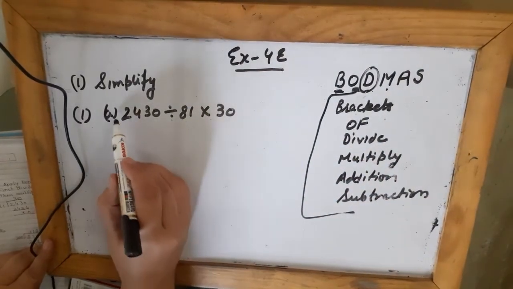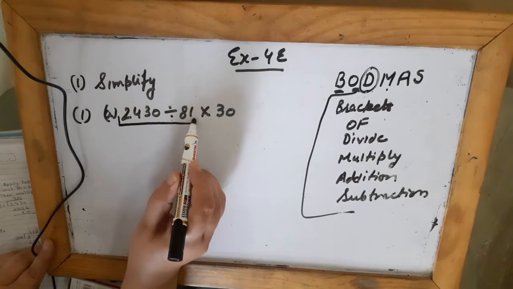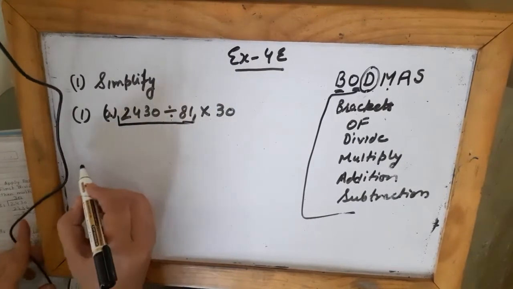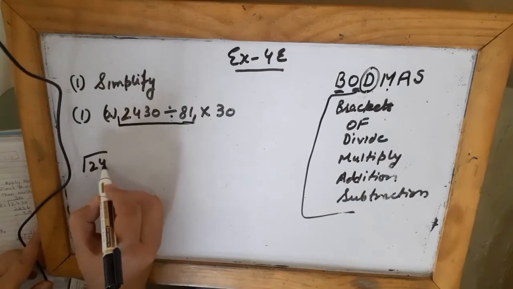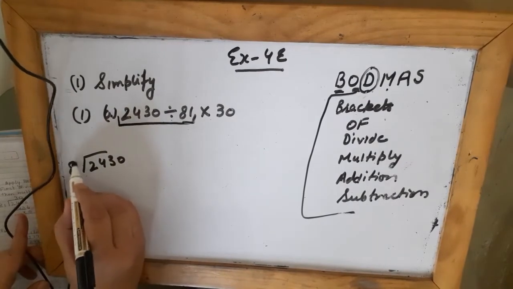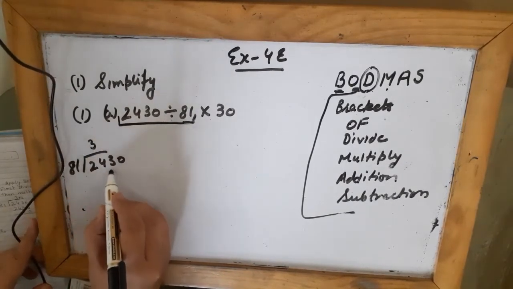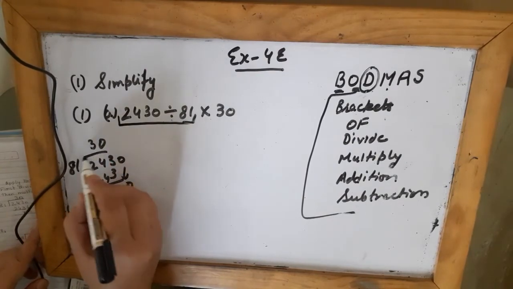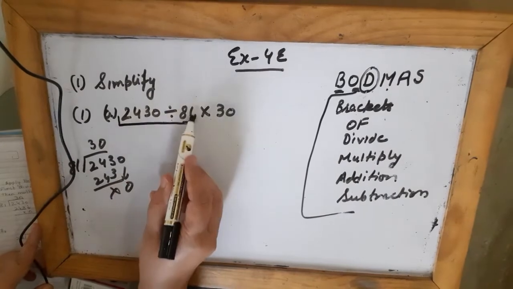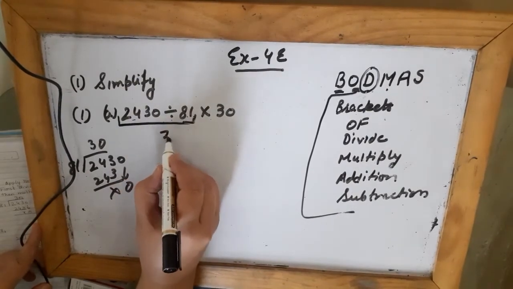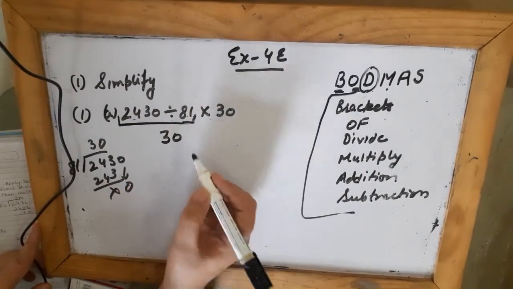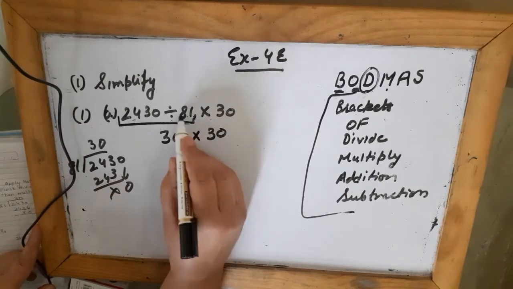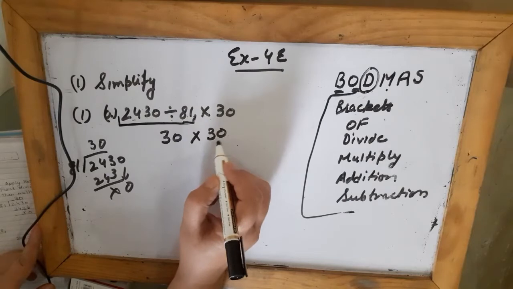So these two numbers, 2430 divided by 81, it means I have to first divide these two numbers. So let me divide these two numbers. So you get the answer 30. So when you divide these two numbers, you will get the answer 30 and then you multiply with 30. The answer of this, 30, you multiply with 30.